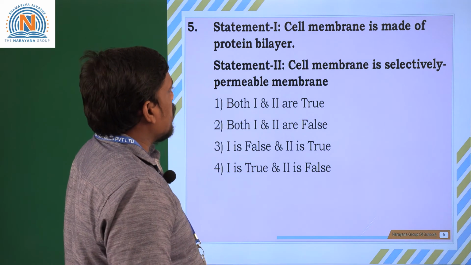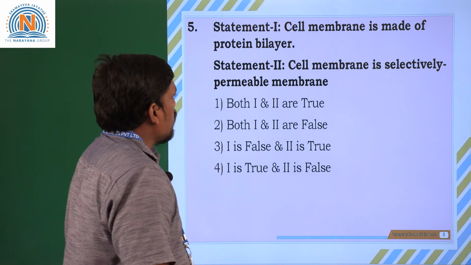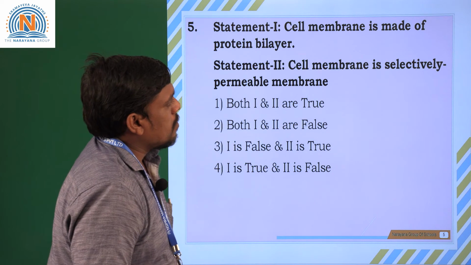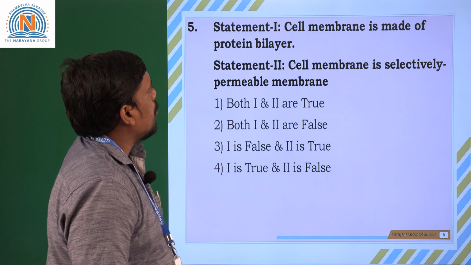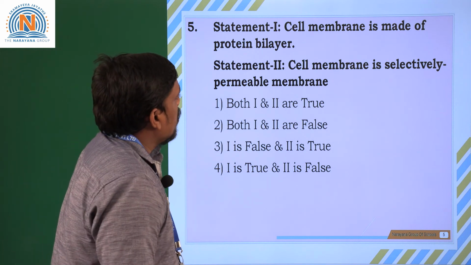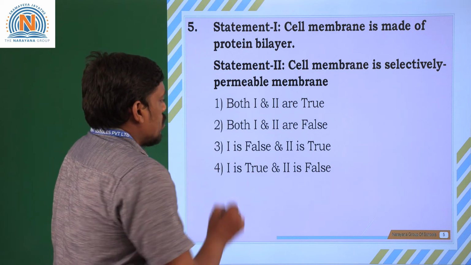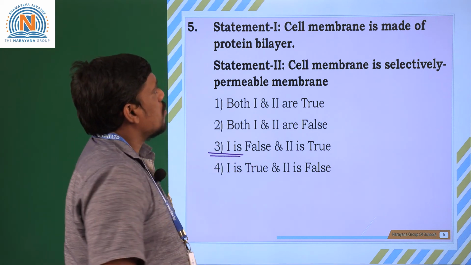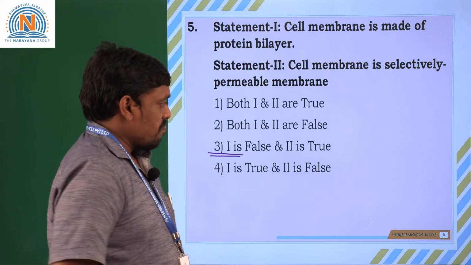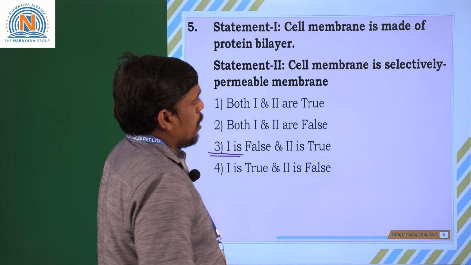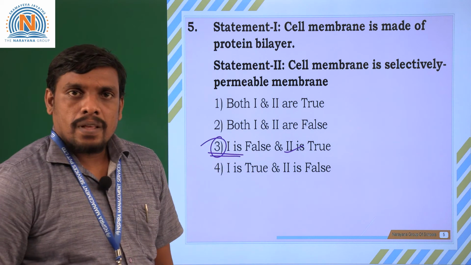Statement 1: the cell membrane is made up of a protein bilayer. Statement 2: the cell membrane is a selectively permeable membrane. So statement 1 is false. Why? Because the cell membrane is made up of a bilipid layer. Whereas the second statement is true, the cell membrane is a selectively permeable membrane. So the answer is 3, isn't it?